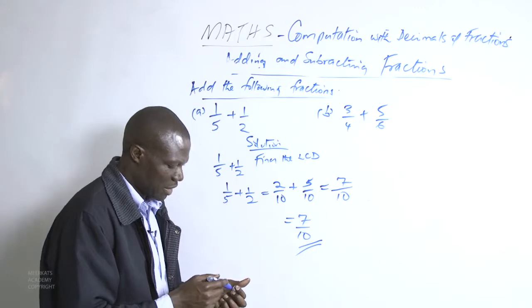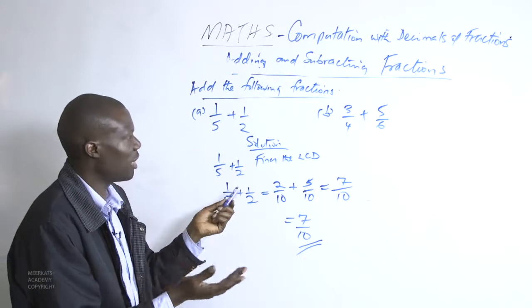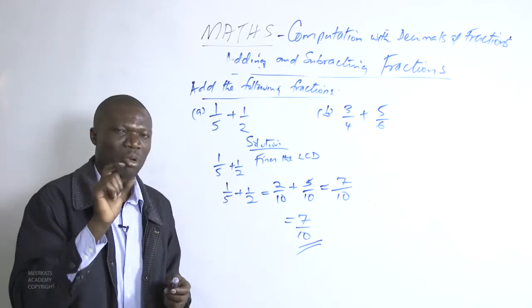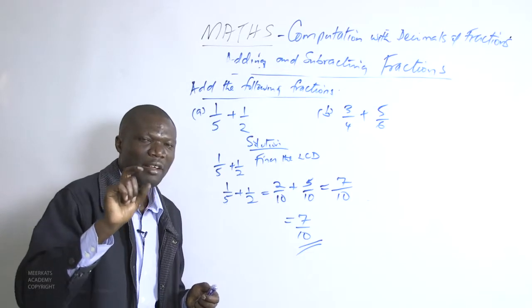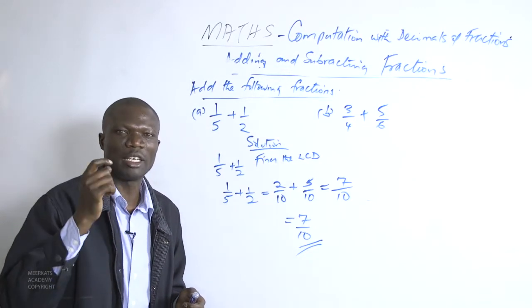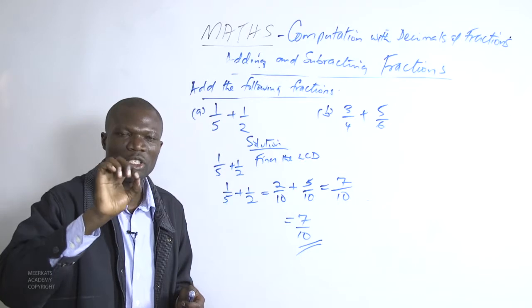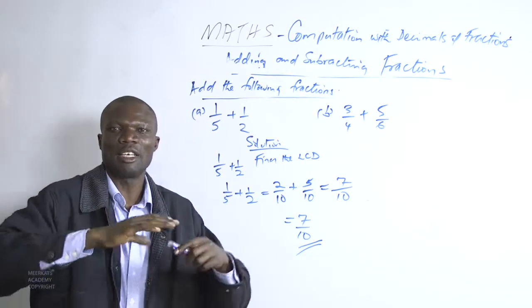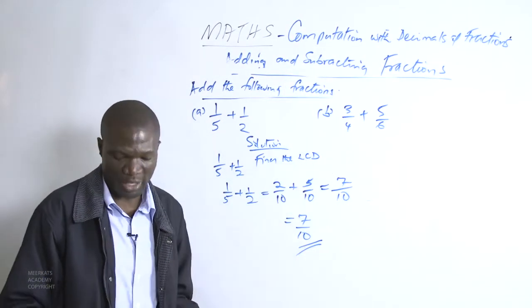So looking at the second one, it is similar to this one here, but as we said earlier, it is not always true that the lowest common denominator is just obtained by multiplying. This is one of those cases. Let us see.